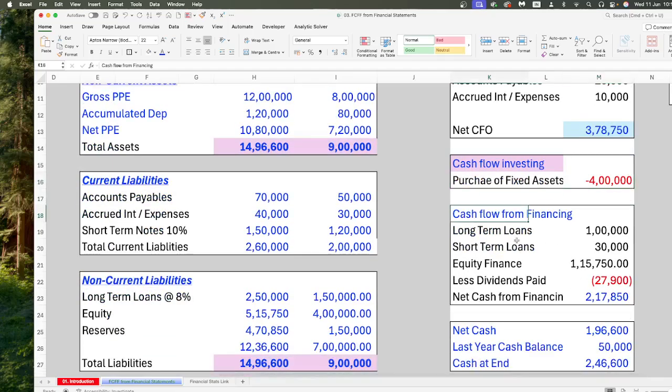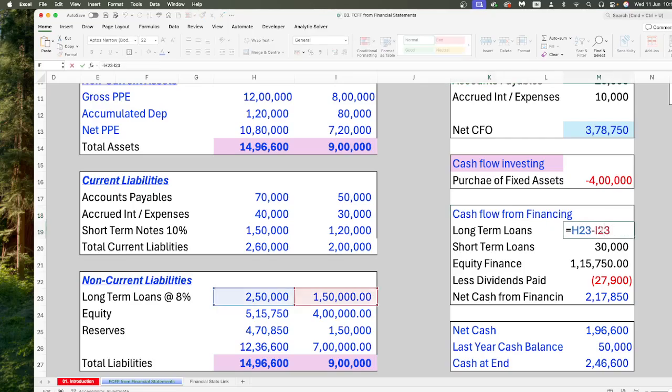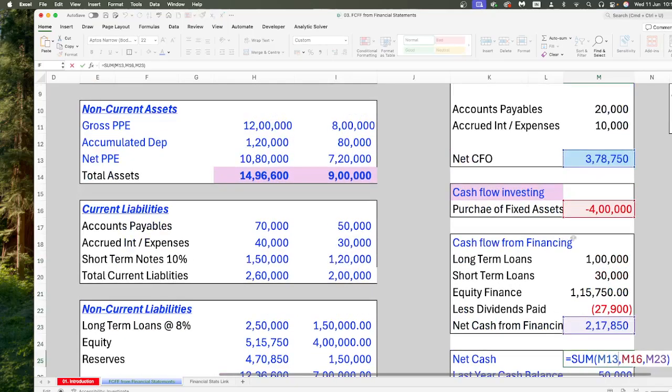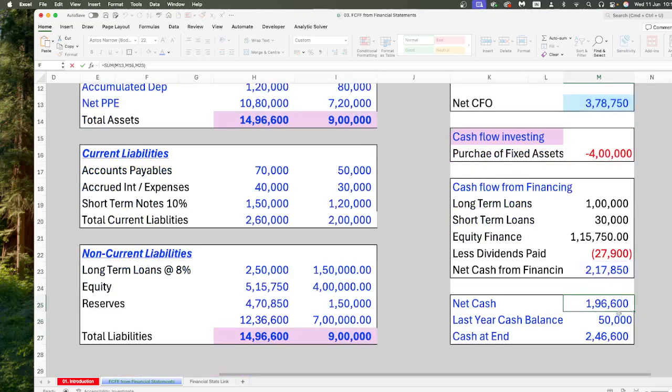So cash flow from financing, we have long-term loans, additional increase, that is increase is 1 lakh. Short-term loan increase is 30,000. Increase in equity capital is 1,15,000. We have less dividend. So these items, sum it up, you get 2 lakh something. Now you get the net cash flow: you add cash flow from operation, cash flow from investing, and cash flow from financing. You get 1,96,000. The previous year's cash was 50,000. Now your cash at the end of the year is 2,46,000.